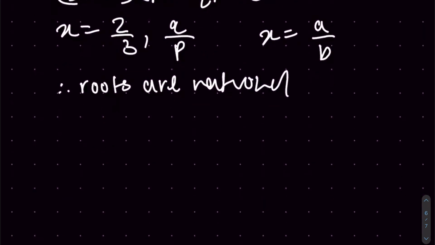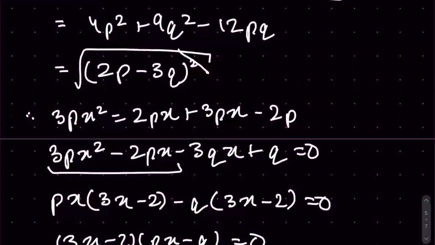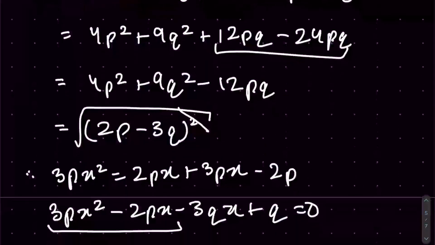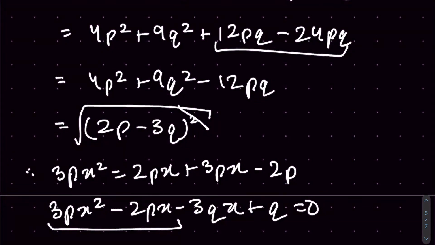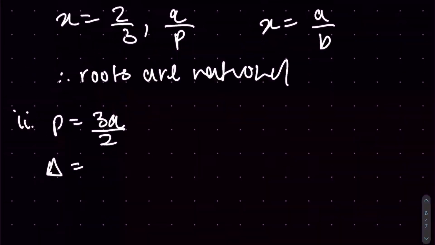Now we will look at part (ii), which says what can be concluded about the number of roots if p is equal to 3q on 2. Now, this part of the question relies on the fact that we use the discriminant. Going to the discriminant, we have that the discriminant is equal to (2p minus 3q) whole squared. So I'll bring that to the bottom.